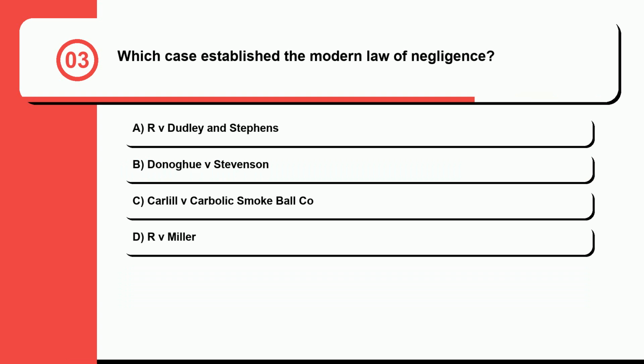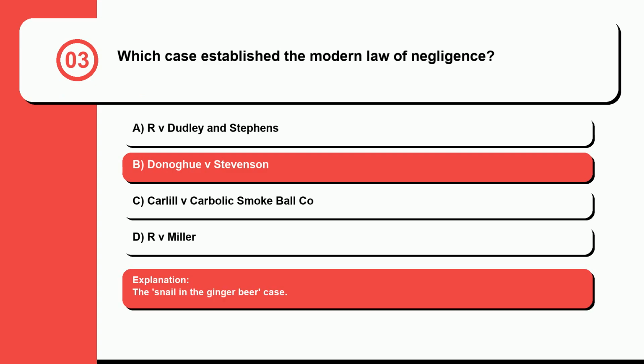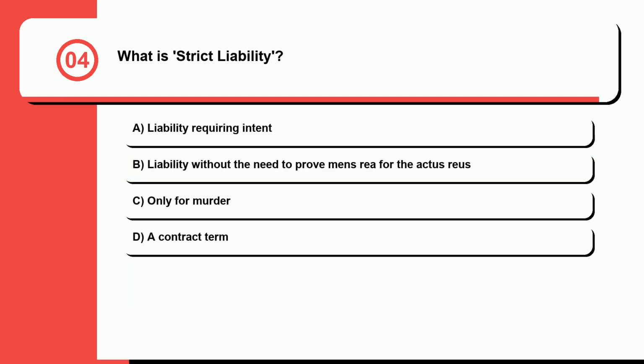Question 3. Which case established the modern law of negligence? A. R. v. Dudley and Stevens. B. Donoghue v. Stevenson. C. Carlill v. Carbolic Smoke Ball Company. Or D. R. v. Miller. The correct answer is B. Donoghue v. Stevenson. The snail in the ginger beer case.